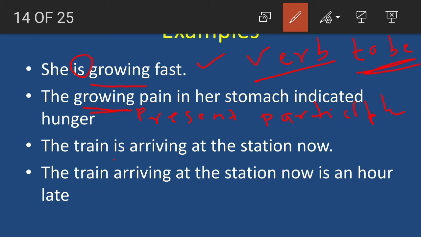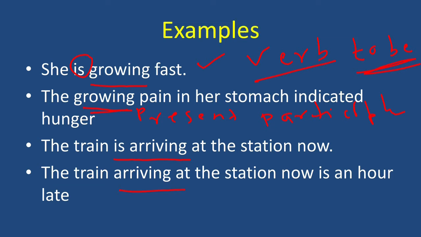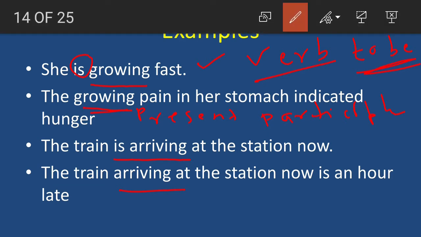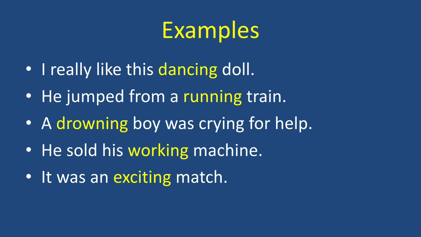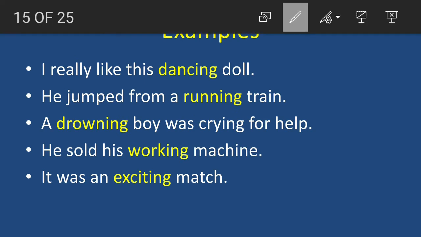See the next example. The train is arriving. Again, it is the verb which shows the tense. The train arriving at the station now is an hour late. So in this sentence, arriving is participle. Let us see more examples.